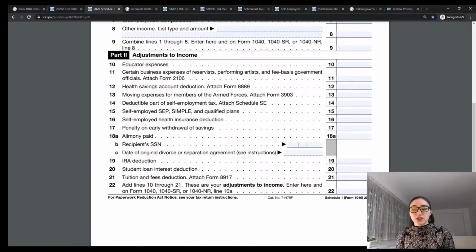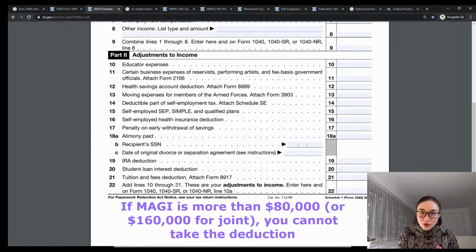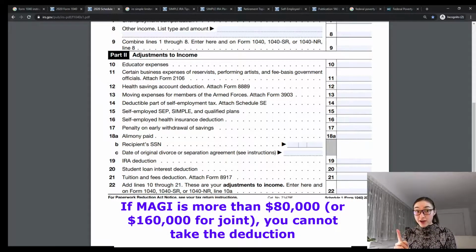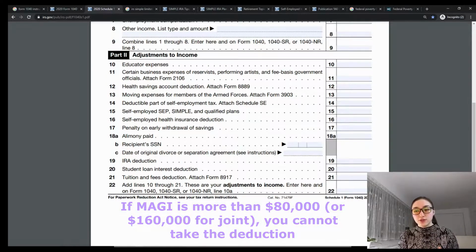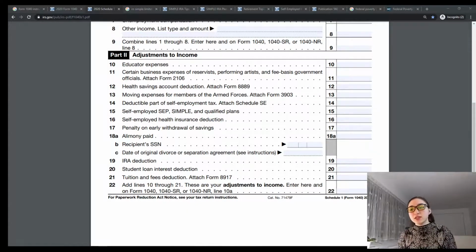You cannot take the deduction if you're claiming the American Opportunity Credit or a Lifetime Learning Credit with respect to the same expenses. So you cannot double benefit from the same expenses. You also cannot take this deduction if your modified adjusted gross income is higher than $80,000, or $160,000 for married filing jointly, for 2020. Qualified education expenses include the tuition expense, as well as the fees and expenses for your books, materials, supplies, and equipment that are necessary for your study.